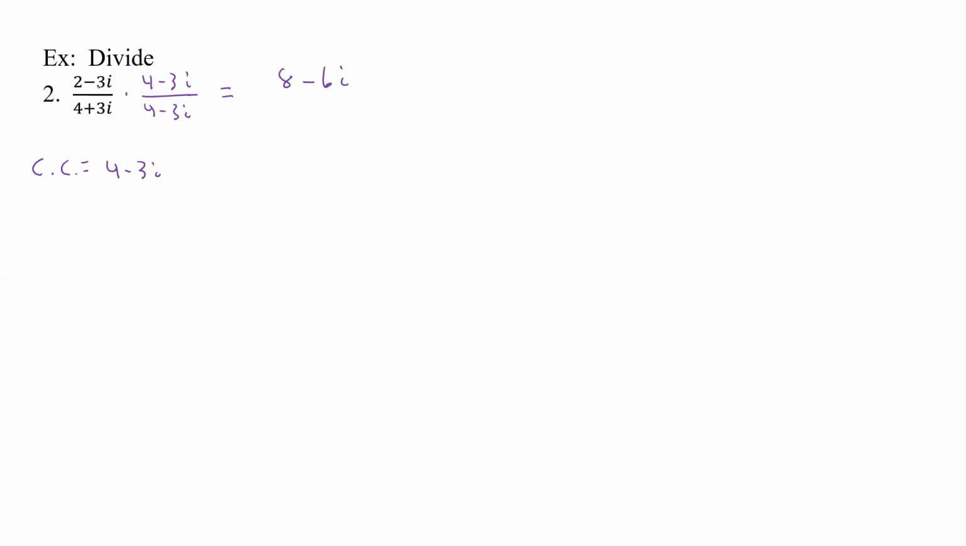Inner, negative 3i times 4. So that's going to be a negative 12i. And then last, a negative 3 times negative 3 is plus 9. And then an i times i is i squared. Now the denominator, we have 4 times 4, that's 16. Outer, 4 times a negative 3i is a negative 12i. Inner, 3i times 4 is going to be plus 12i. And then last is 3 times negative 3, so it's a negative 9, and i times i is i squared.